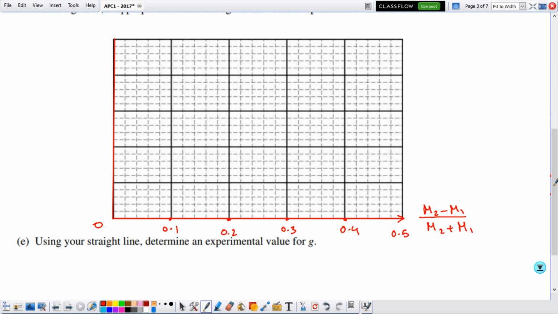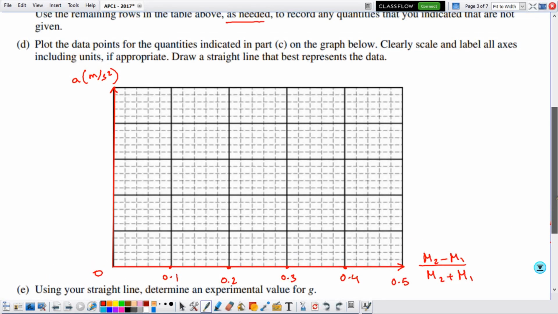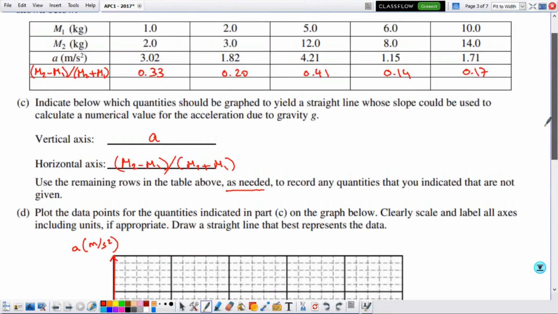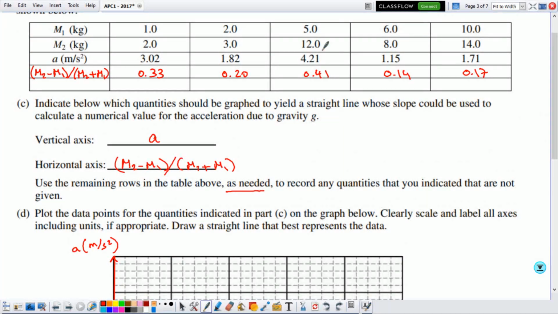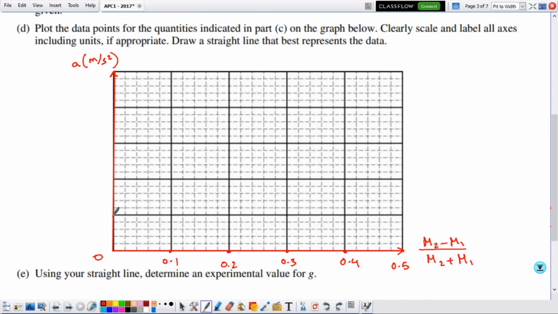On the vertical axis, as we have agreed, we're going to plot the acceleration and the unit of the acceleration, because they're telling me clearly scale and label all axes including units. That would be meter per second square if appropriate. So for this reason this doesn't have a unit. Acceleration ranges basically from 1 up to 4. So let's split this axis by unit by step of 1.